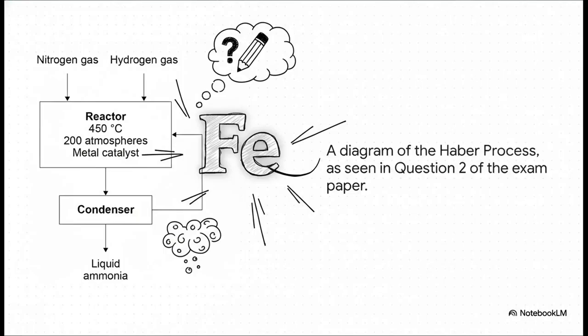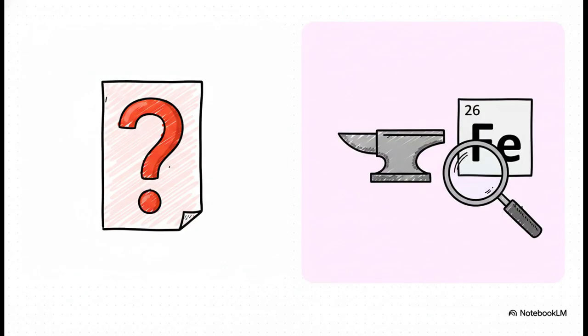For example, here's question 2.2 from the paper. It shows a diagram of the Haber process and asks something super direct. Which metal is used as a catalyst in this reaction? That's it. It's a 1-mark, straight-to-the-point knowledge check. And the answer is iron. Simple enough. But wait, look a little closer. See that bit in the brackets? It says allow Fe. This is our very first peek into the examiner's secret language. It's telling them that if you write the correct chemical symbol, it's just as good as writing the full word.